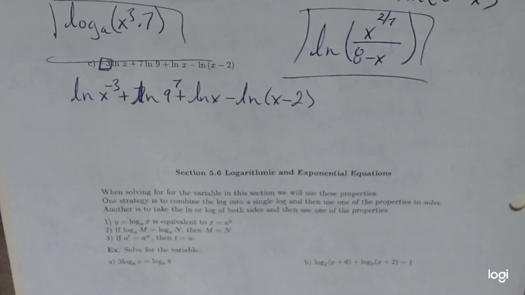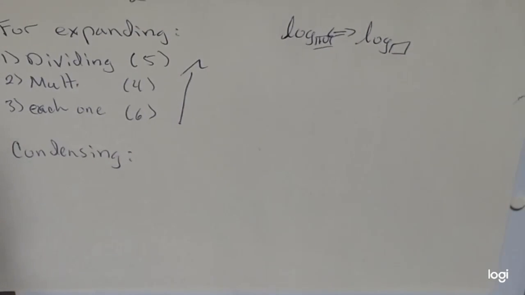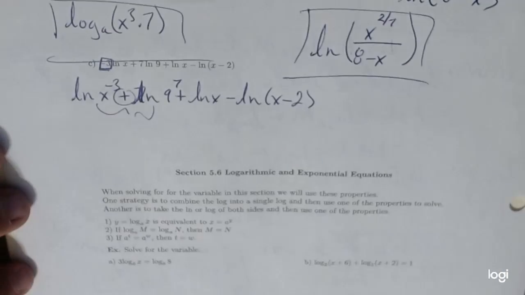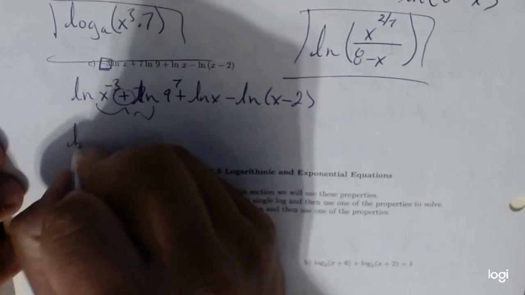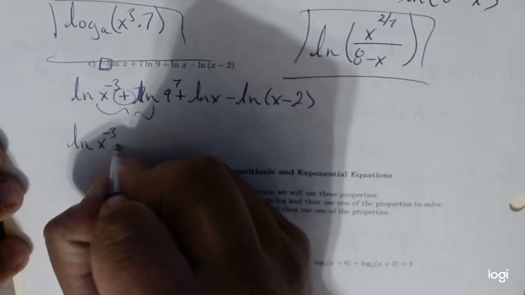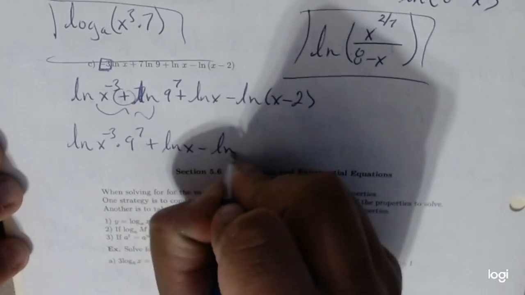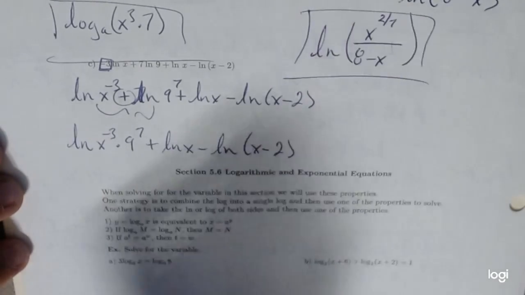Okay, so we have a lot of pluses and minuses. The question is, what do we do first? Good news is, we always follow order of operations from left to right. As we read from left to right, what comes first is what we do first. So we see multiplication first, so that's what we do first. Plus means multiplying, so natural log of x to the minus 3 times 9 to the 7th. And you just rewrite this if you're not sure. Always just write out two logs or natural logs to help yourself out.